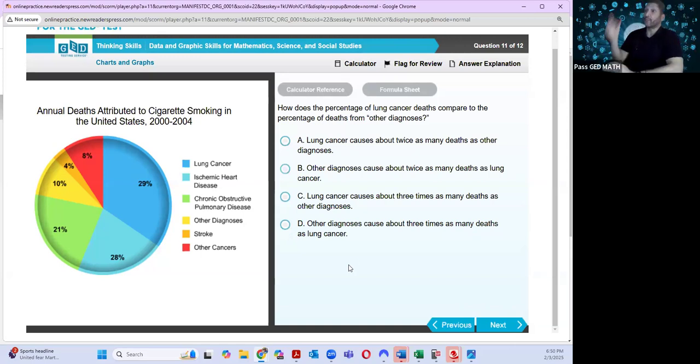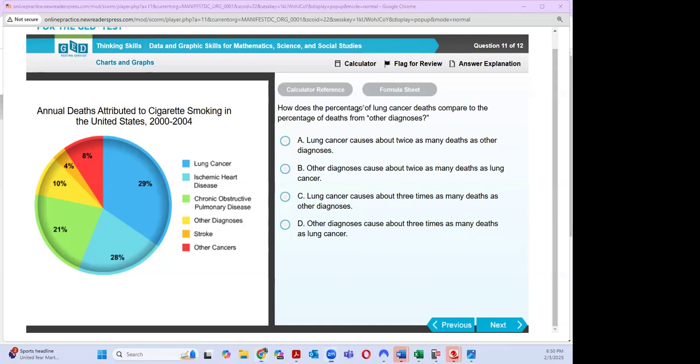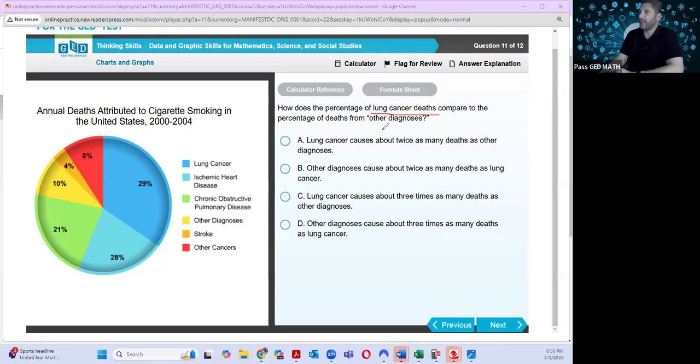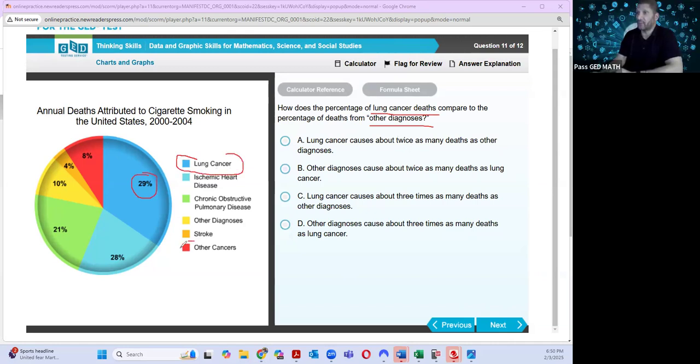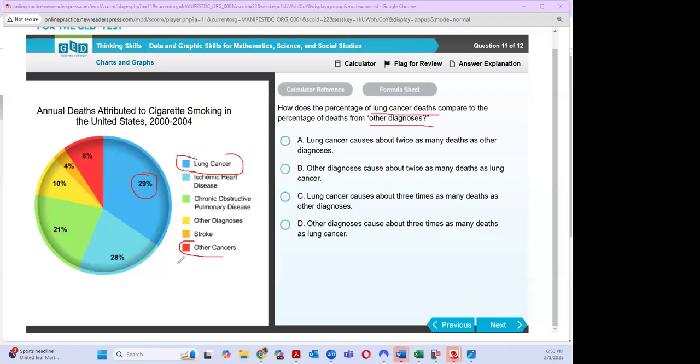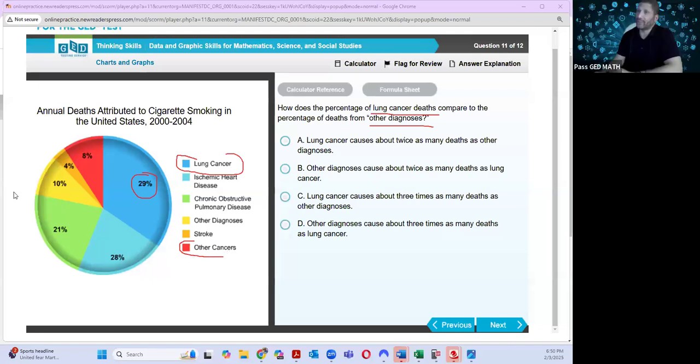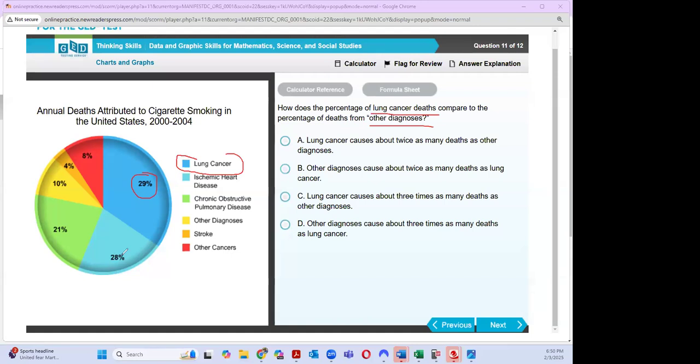So now I'm gonna read my question. How does the percentage of lung cancer deaths compare to the percentage of deaths from other diseases? So what is the percentage of lung cancer deaths compared to the percentage of deaths from other diagnoses? So lung cancer is 29%. And what's other diagnosis? Well, I don't really like that question at all. Other diagnosis, which is 8%.